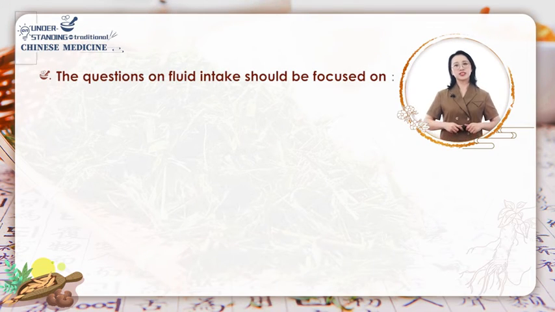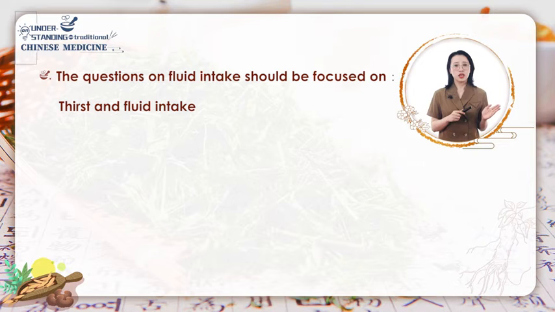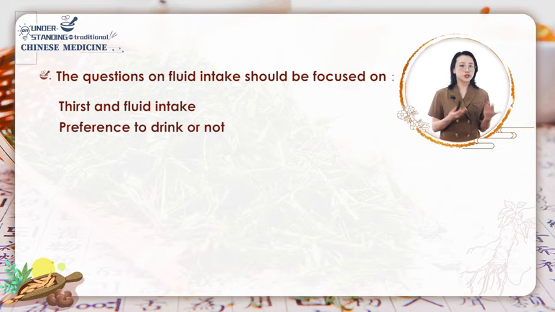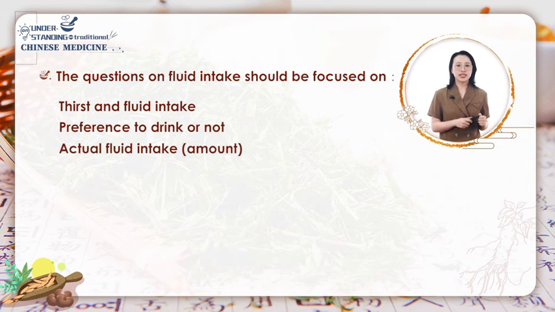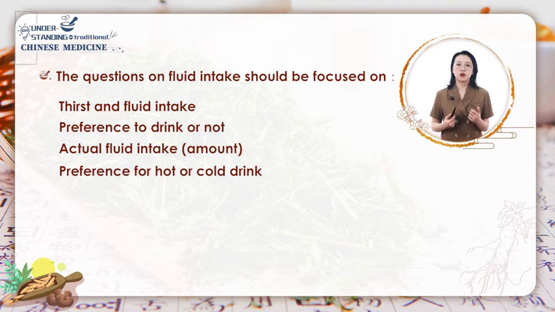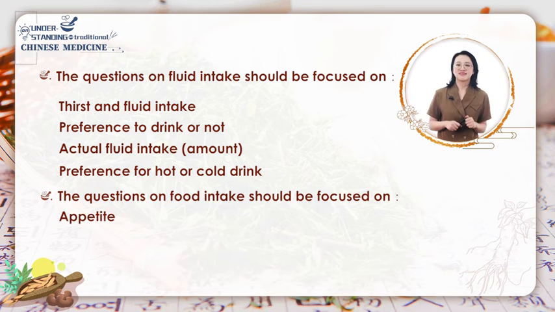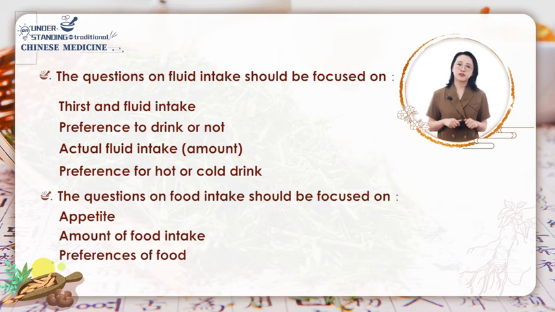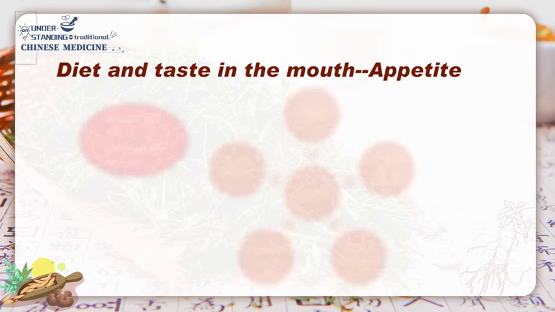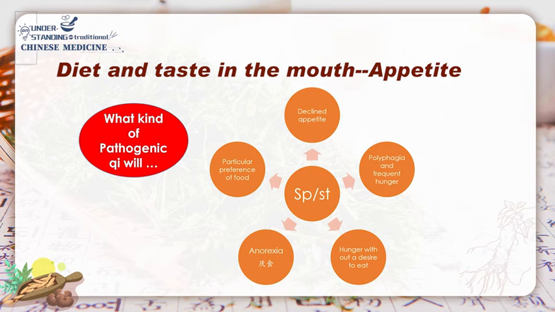The questions on fluid intake should focus on thirst and fluid intake: whether the patient prefers to drink or not, how much, and a preference for hot or cold drinks. The questions on food intake should focus on appetite, amount of food intake, and preference of food, like the picture showing here. There are many manifestations related to appetite and food intake, and we should consider what kind of pathogens will lead to the disorder of appetite, and always focus on the core organs, spleen and stomach.